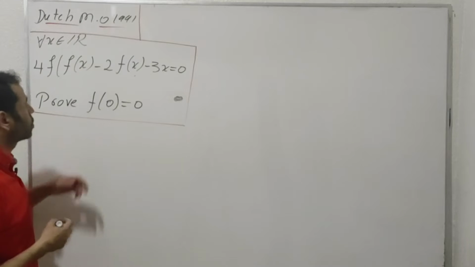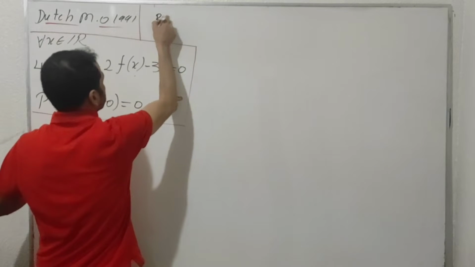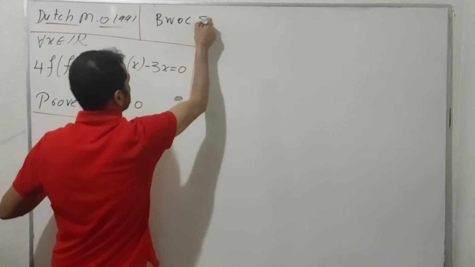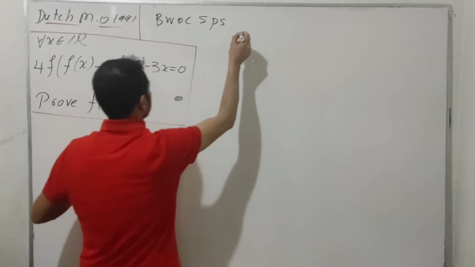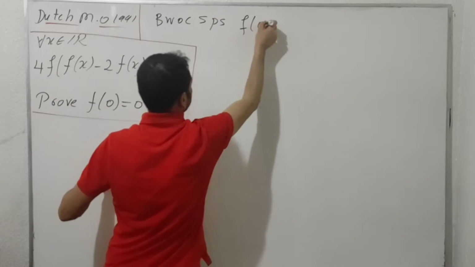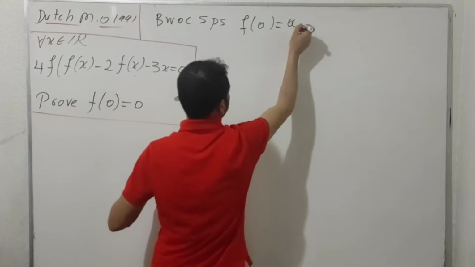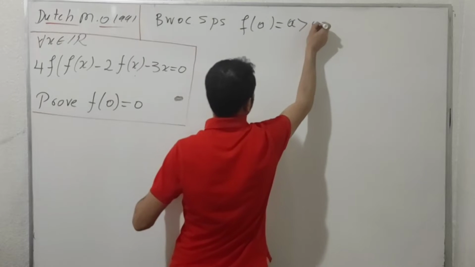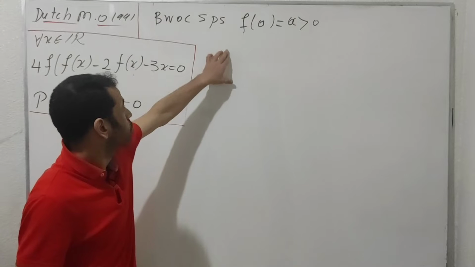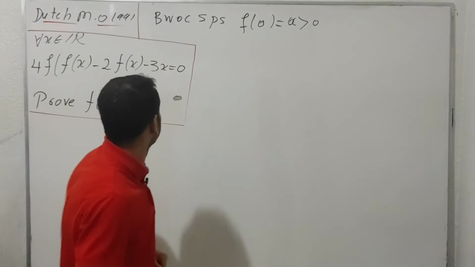So now, by way of contradiction, suppose f of 0 equals capital A. This capital A must be strictly superior than 0. So f of 0 equals A, strictly superior than 0.